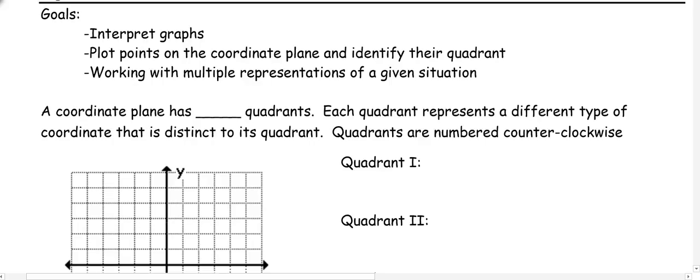This video is about interpreting graphs, plotting points on the coordinate plane and identifying their quadrant, and working with multiple representations of a given situation. So remember that a coordinate plane has 4 quadrants. Each quadrant represents a different type of coordinate that's distinct to its quadrants.